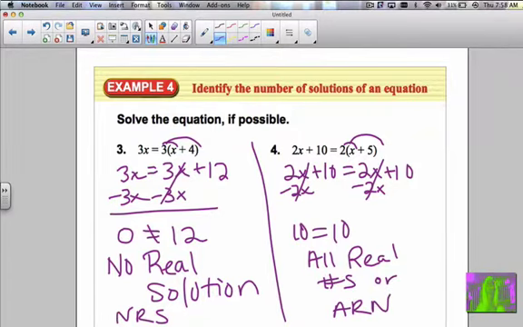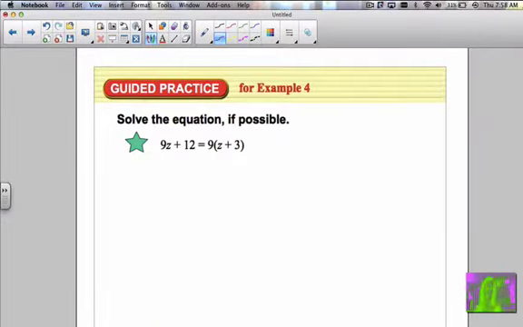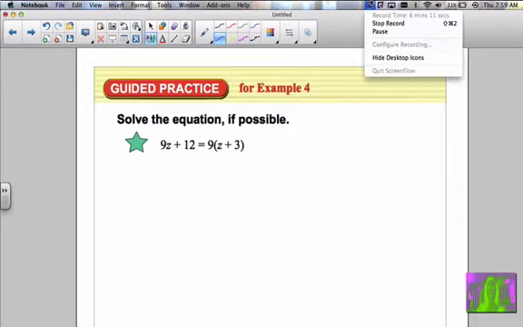Okay, so go ahead and try this one and tell me, does it have one solution so you can actually find what Z is? Does it have no solution, or is it all real numbers? So that concludes the podcast for 2.5, variables on both sides.